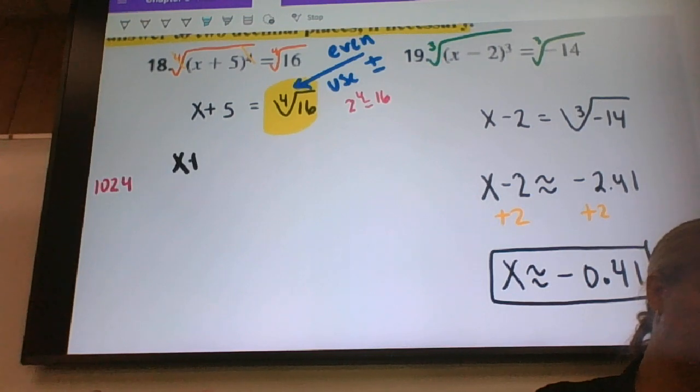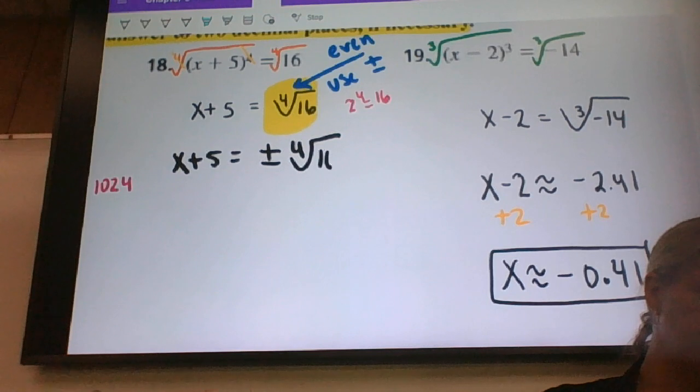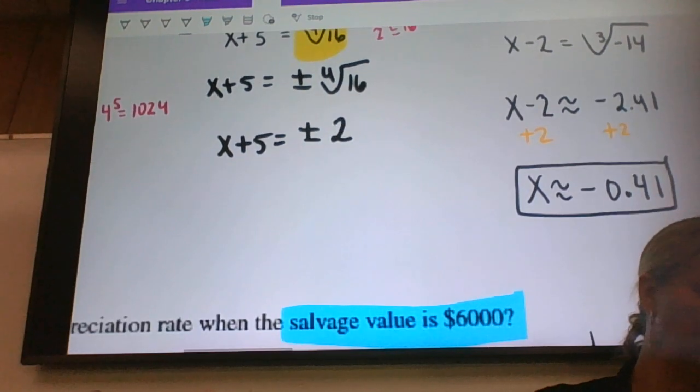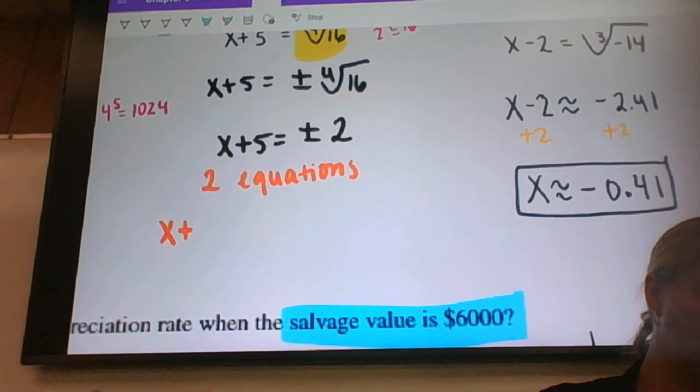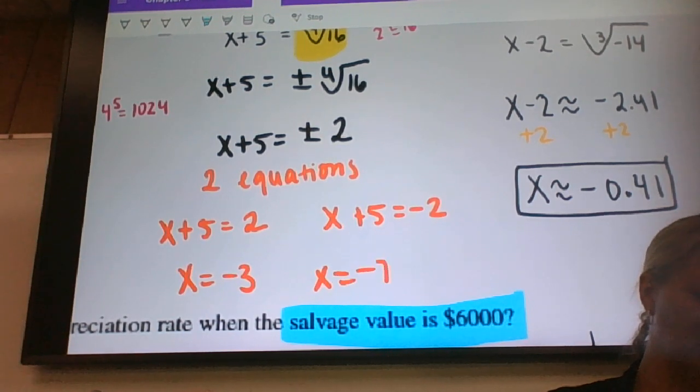So, this would be written x plus 5 equals plus or minus the 4th root of 16. X plus 5 is plus or minus 2. And then you do two equations. X plus 5 is a positive 2. X plus 5 is a negative 2. X is negative 3. X is negative 7.